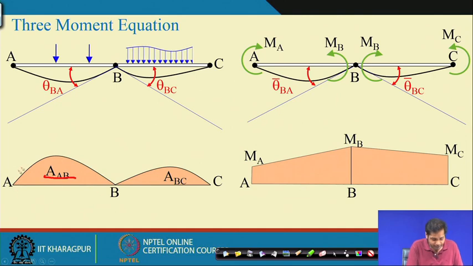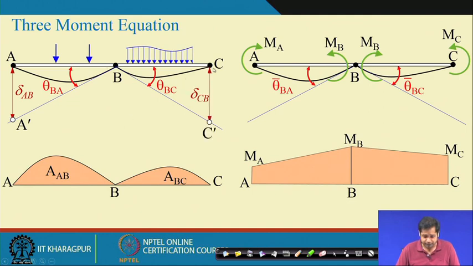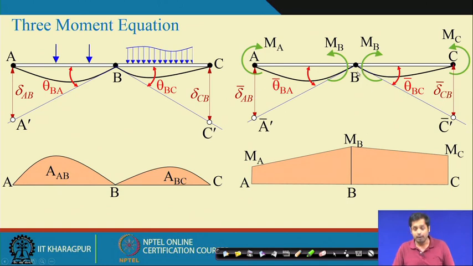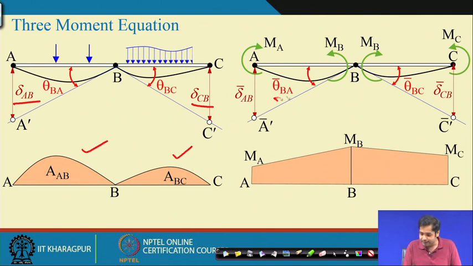AB is the area of this diagram, and ABC is the area of this diagram. Then this is the deviation of point A with respect to the slope at B, similarly the deviation of point C with respect to the slope at B, and similarly we can have the deviation of points A and B with respect to the slope at B in this case. These values we can obtain from this diagram, and these can be obtained from these two diagrams, right.